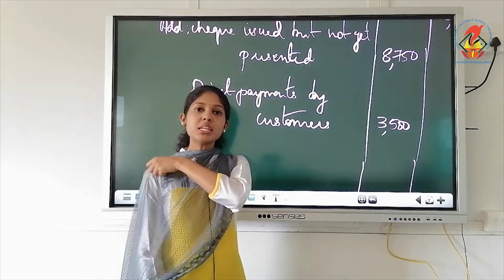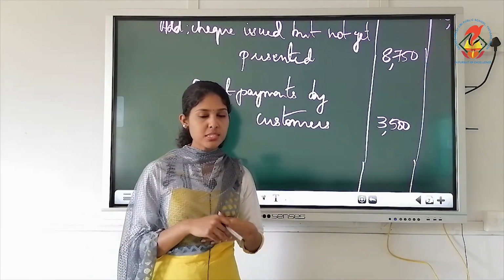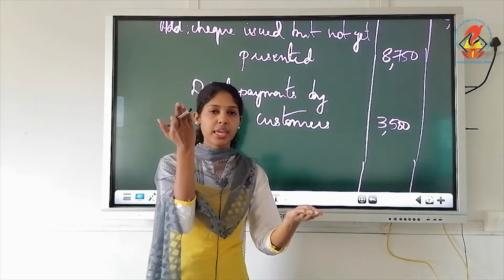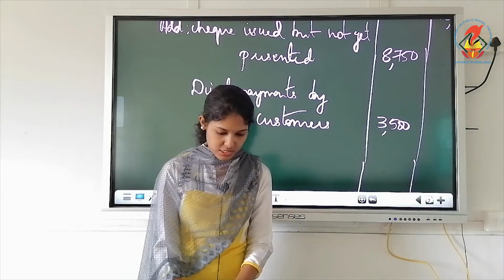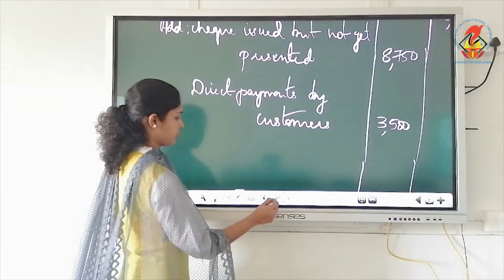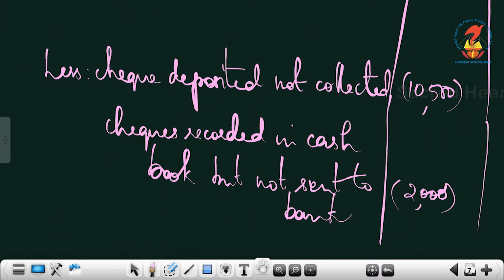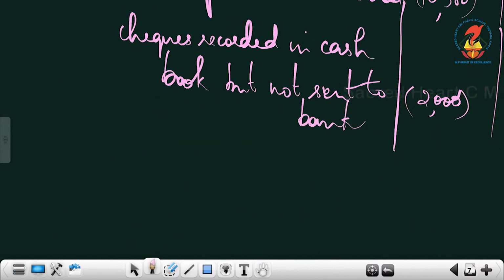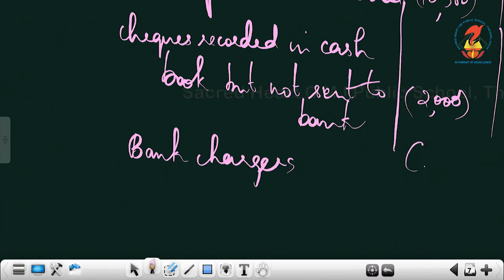Bank charge is debited in the passbook. Debiting the passbook means passbook is going down. Cash book also we have to less. So less 200. Bank charges, less 200.